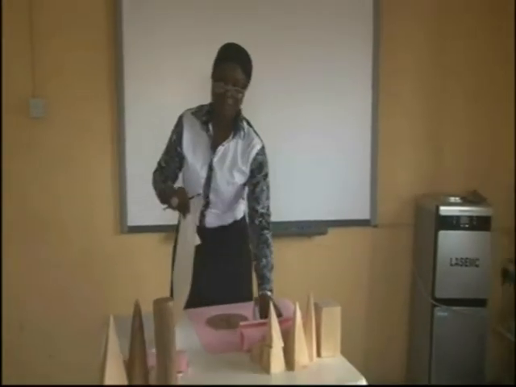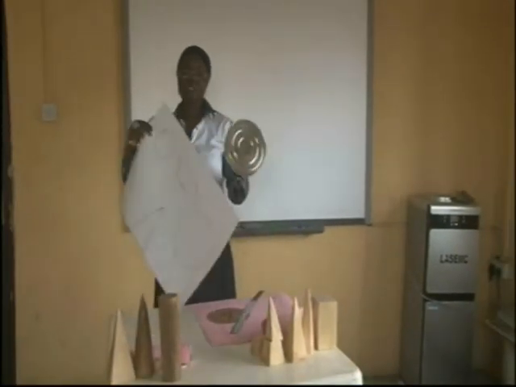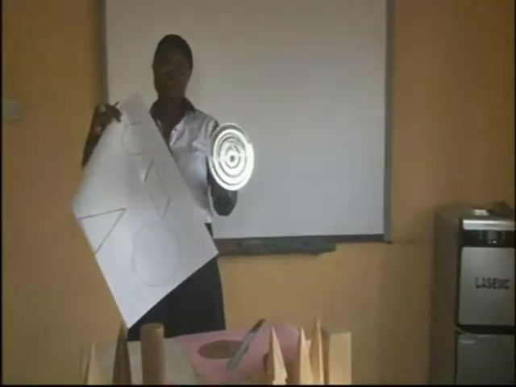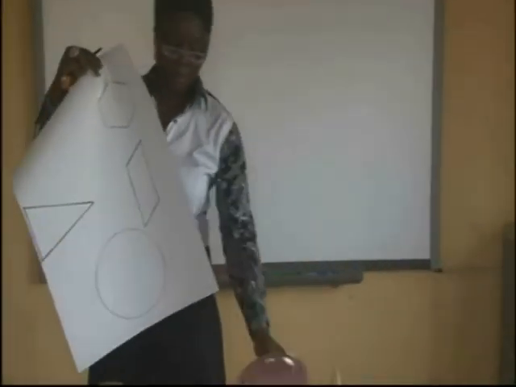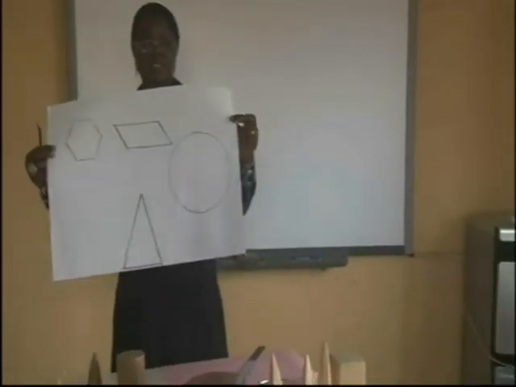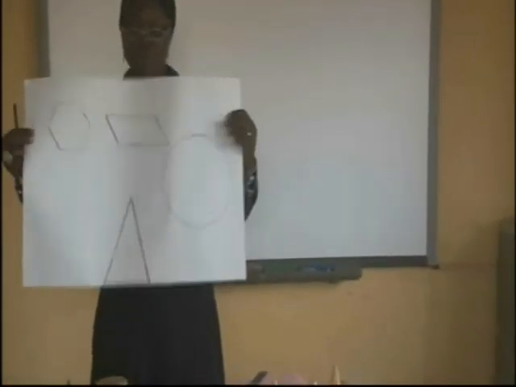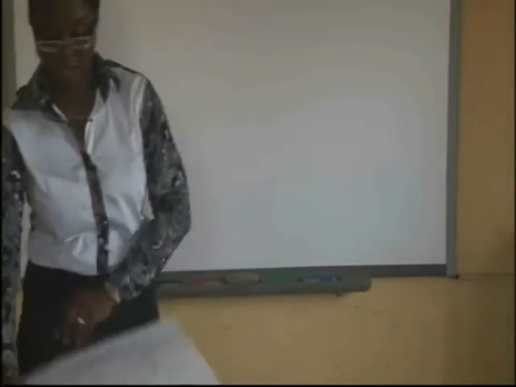For instance, the circle, you could use the cover. This is the cover of one of the things we use at home. And I have used it to make out a circle. All you need to do is to cut these shapes out.